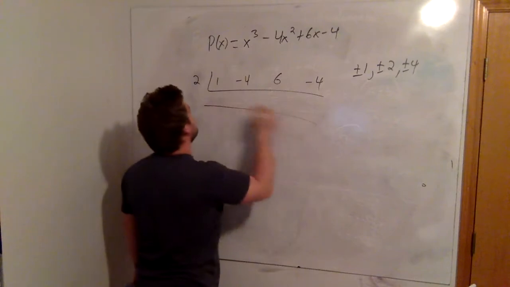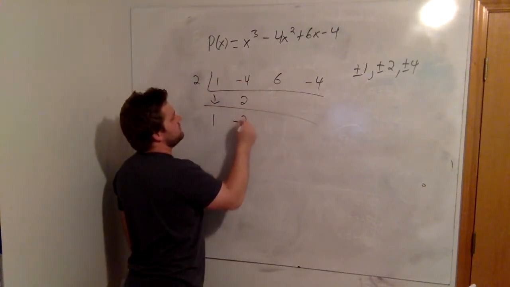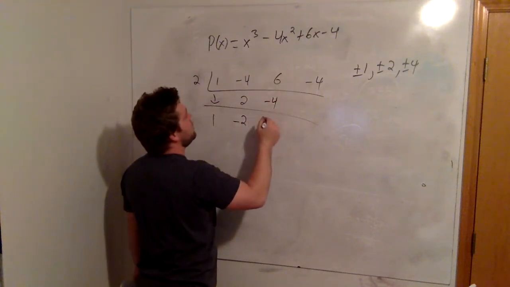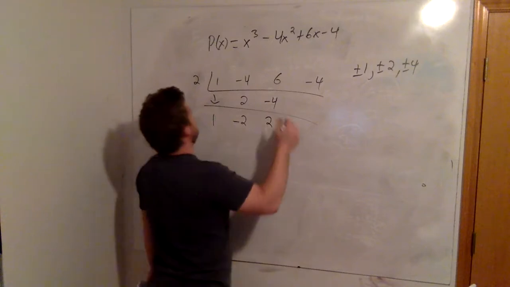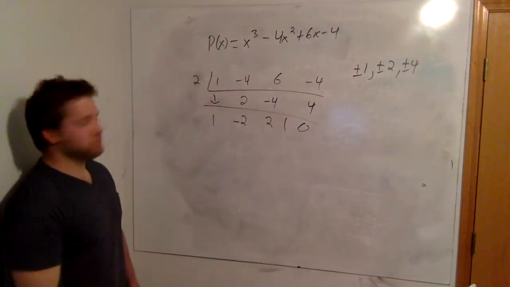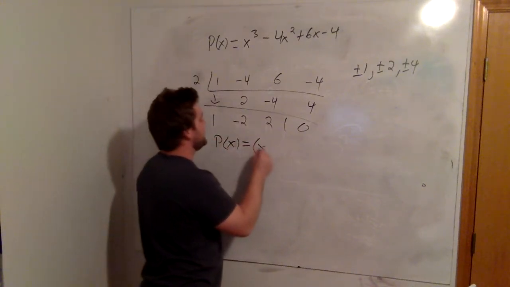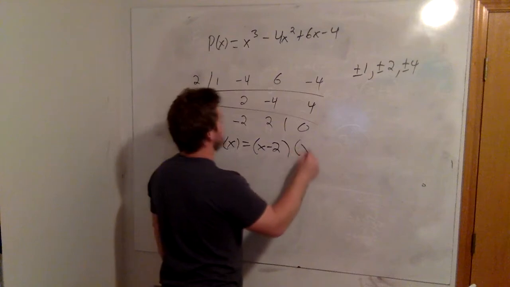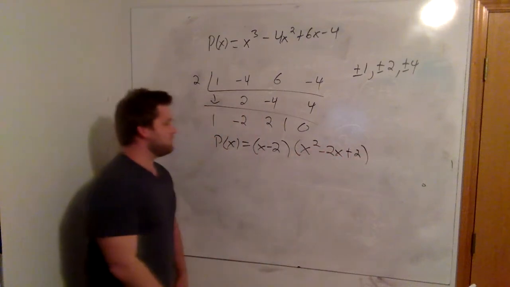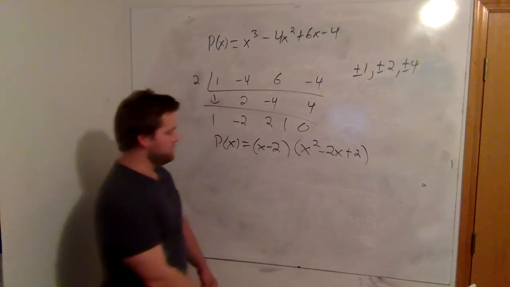Let's try 2. Okay. 1. 2 times 1 is 2. I'll get negative 2, then negative 4. Here I'll get positive 2. 2 times 2 is 4, yes! I found one of its roots. 2 is a root of this polynomial. I now know that it'll factor. It looks like x minus 2 times x squared minus 2x plus 2. So I was able to factor this polynomial into a linear factor and a quadratic factor.